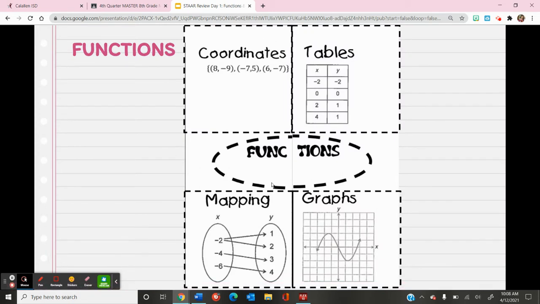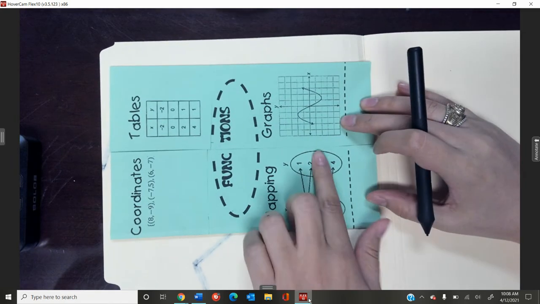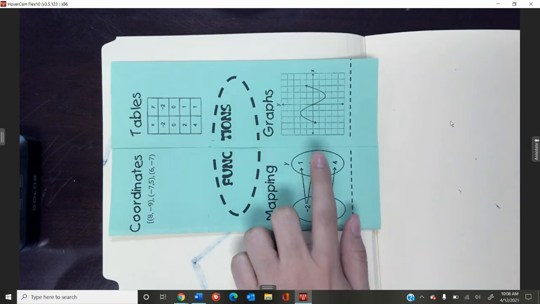So this page is going on your first page of your STAAR review foldable. So here's my cover. Once I open it up, this will be going right here. So this is the foldable that we'll be looking at today.